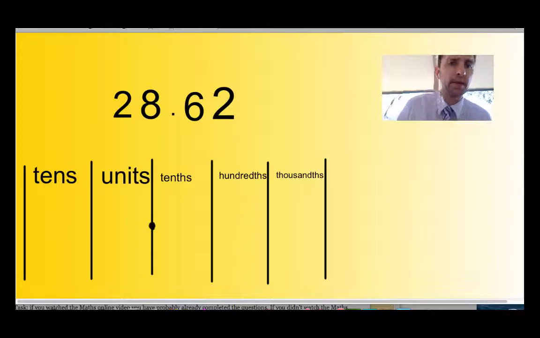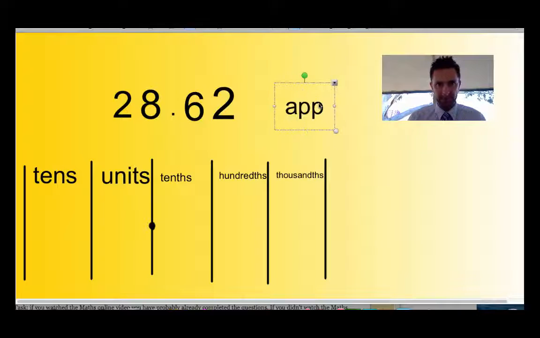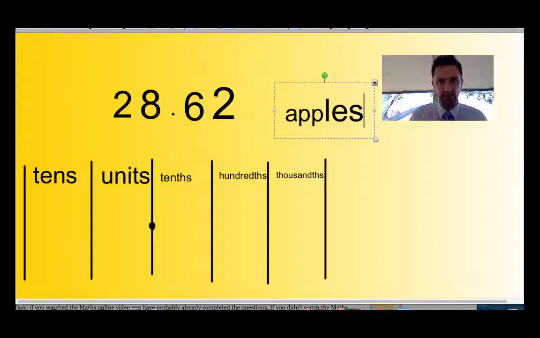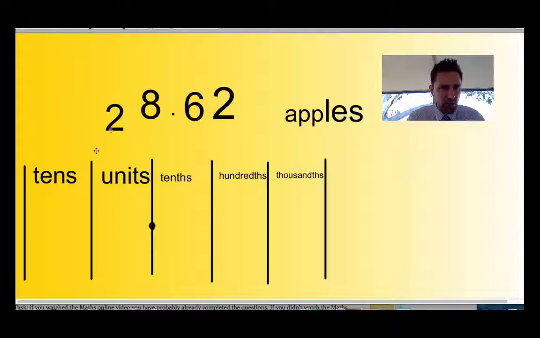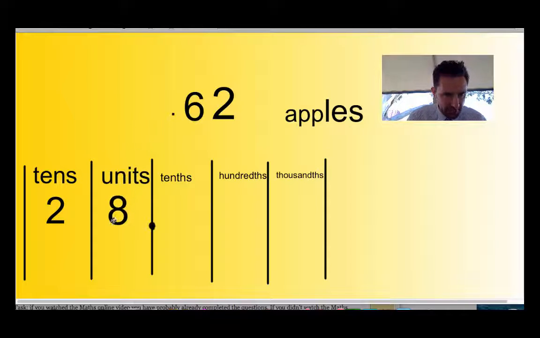Or here's another number, 28.62, so that might as well be 28.62 apples, which would mean there is, of course, this 2 here belongs to the tens, so that means 20. There's 20 apples, isn't there? Plus there's another 8, so there's 28 apples.